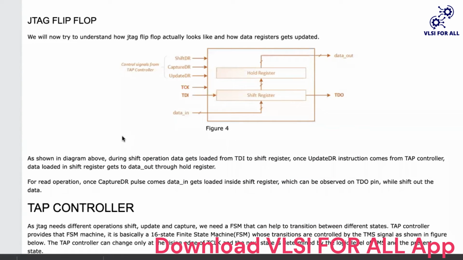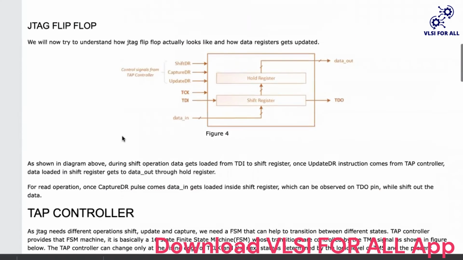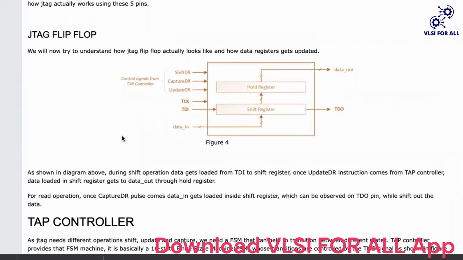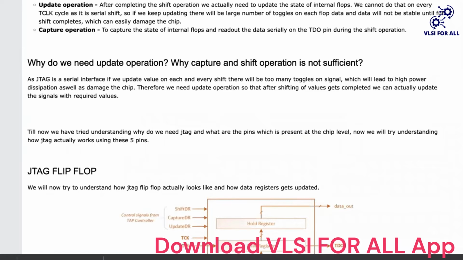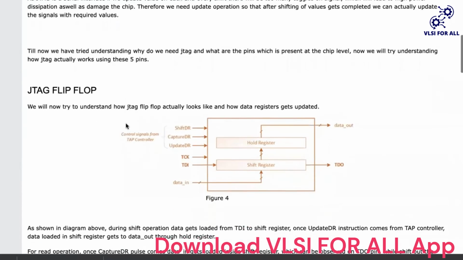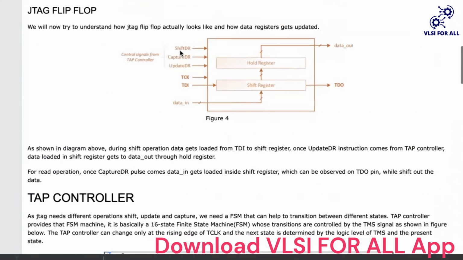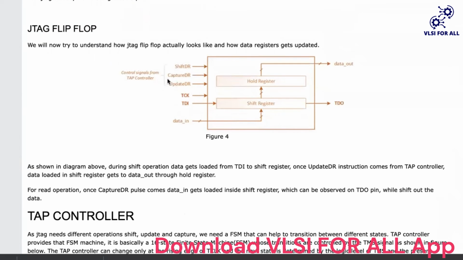Let's move ahead. So till now, what we have covered is basically how the JTAG flop works, what is shift, what is hold, and everything. We have covered the basic operations we need for a JTAG to work. Now, how do the capture DR, shift DR, and update DR pulses come? That's what we need to understand. These are basically control signals which will be controlling multiple JTAG registers. So we need to understand how these control signals get generated.